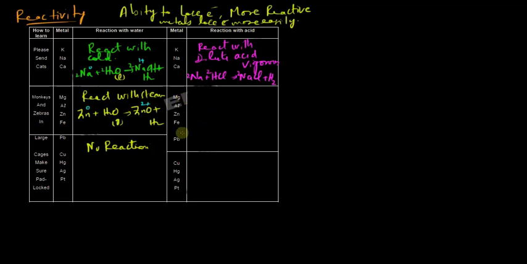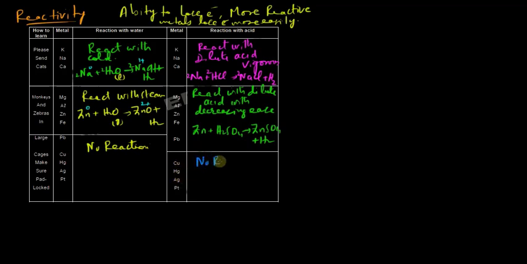The next metals, magnesium to lead, also react with dilute acids, but with decreasing ease. As you go down, their ability to react keeps on decreasing. So you have zinc reacting with sulfuric acid, which gives you zinc sulfate plus H2 gas. While the lower metals, copper onwards, have no reaction with dilute acid.